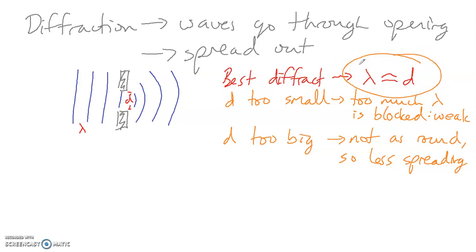So if you've got a really small wavelength and a really big opening, tons is going to get through, but it's not going to spread out very much. It's going to go relatively straightish through. And if you have a really small opening and a big wavelength, it's really round, but so much of it gets blocked. And this is basic diffraction.